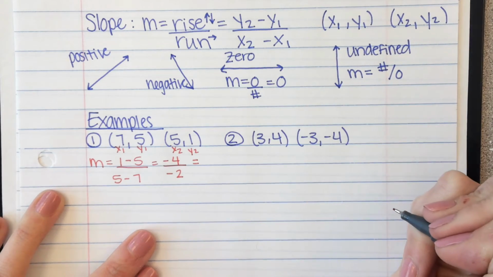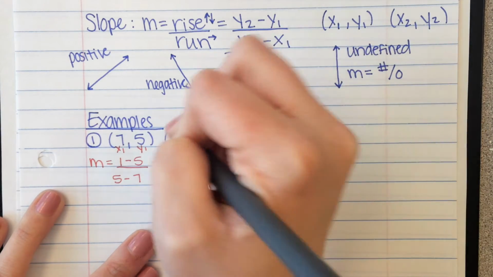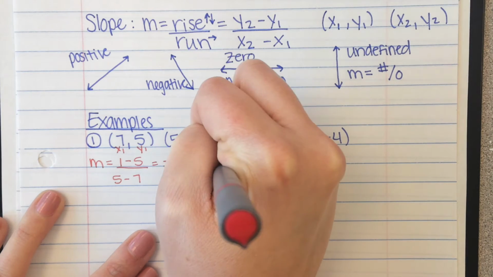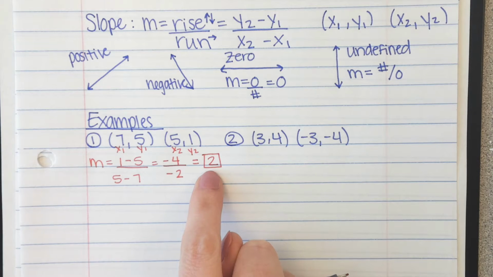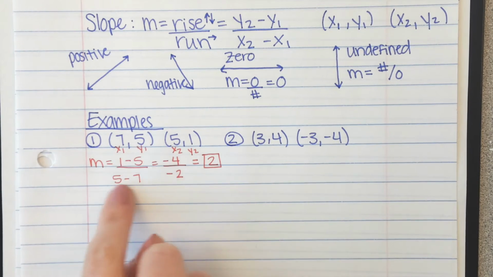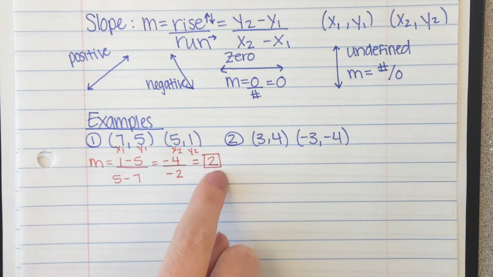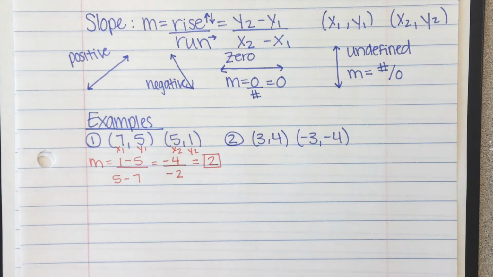If you simplify that, negative 4 divided by negative 2 is a positive 2. Okay, so you do have to simplify your fractions all the way. You could type this whole expression in the calculator and see what you get, and that also works.